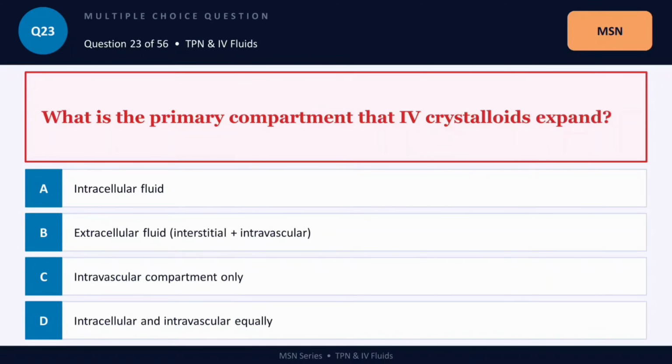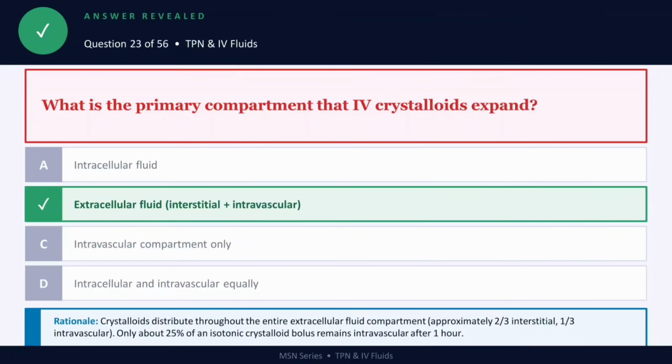Question number 23. What is the primary compartment that IV crystalloids expand? Option A, intracellular fluid. Option B, extracellular fluid. Option C, intravascular compartment only. Option D, intracellular and intravascular equally. The correct answer is option B, extracellular fluid. Rationale: crystalloids distribute throughout the entire extracellular fluid compartment. Only about 25% of an isotonic crystalloid bolus remains intravascularly after 1 hour.